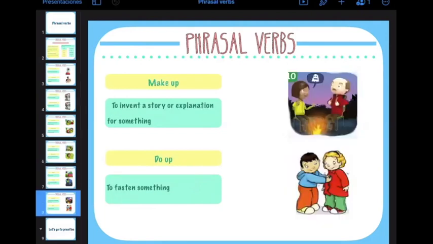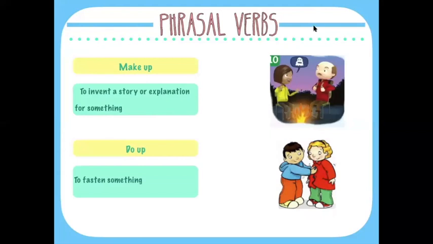The last one. Make up and do up. Look at the pictures, okay? There are two people speaking to each other, and one of them is telling something about ghosts, for example, around the campfire or around the fire. So when you use make up, it is to invent a story or explanation for something. So who wants to tell me a sentence with make up? Carlos, Jose? Okay. The girl makes up a story of ghosts. Okay, the girl.